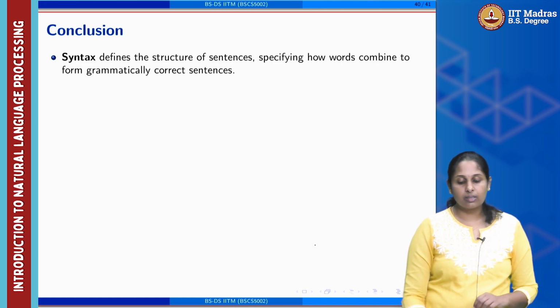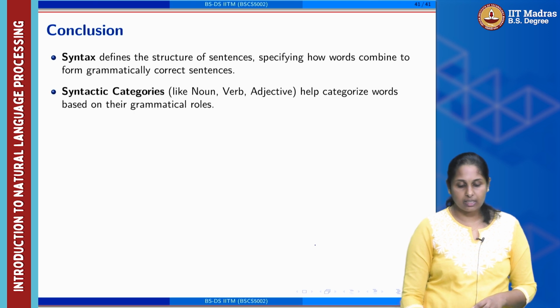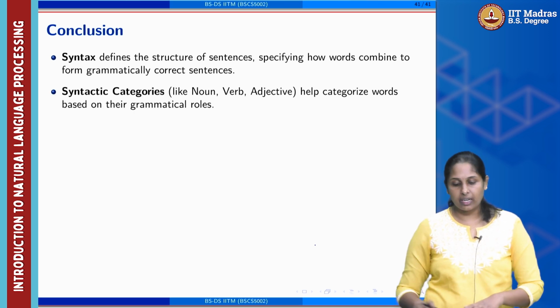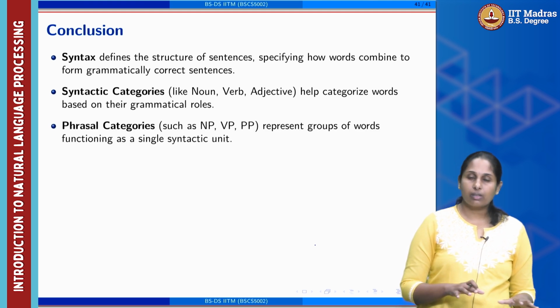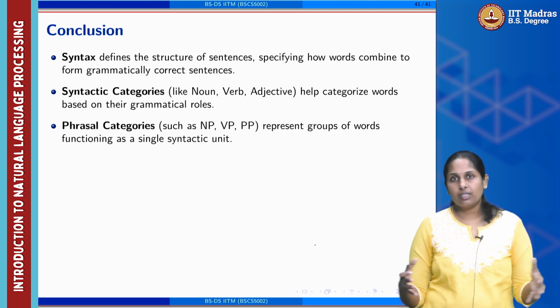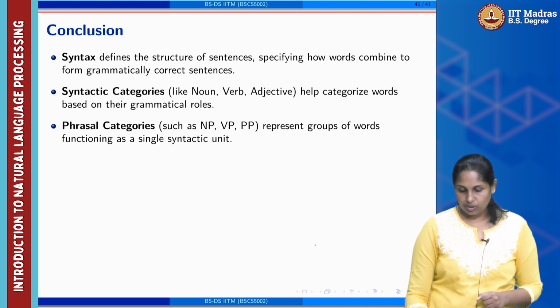Now, the summary is: syntax defines the structure of sentences. It specifies how words are combined to form grammatically correct sentences. Categories like noun, verb, and adjective help to categorize the words based on grammatical rules. The phrasal categories like NP, VP, and PP represent groups of words so that we get a single syntactic unit.